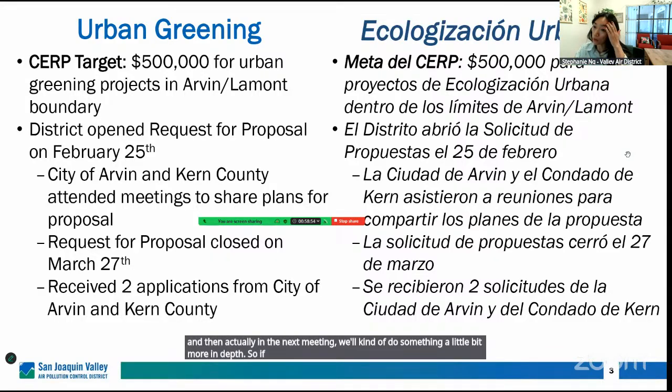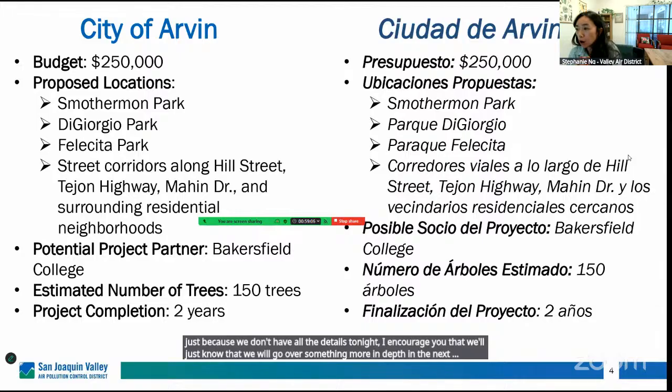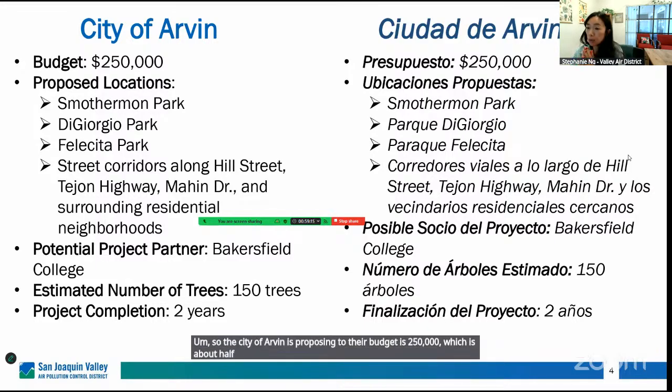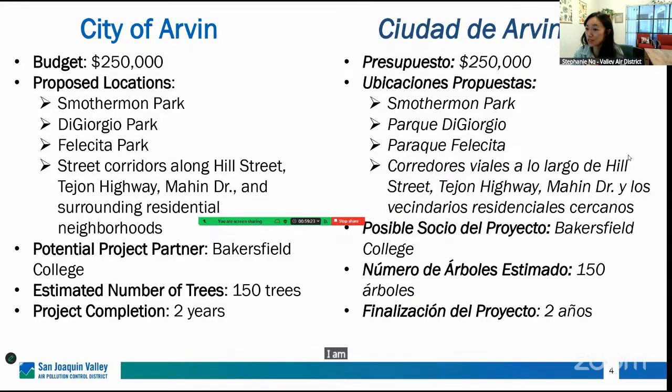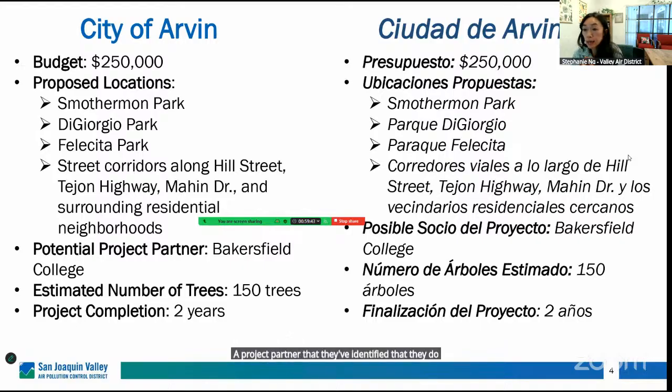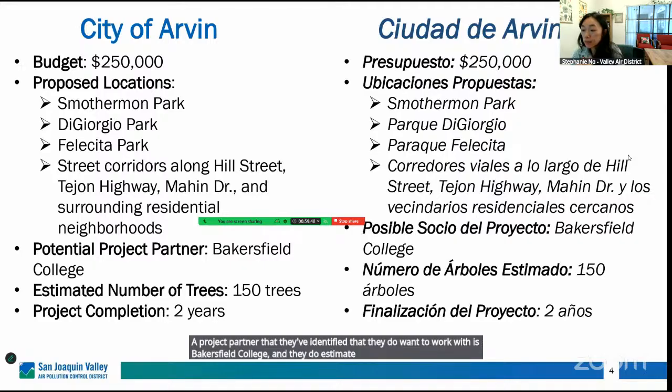If you have questions, which I do think some of you might, just because we don't have all the details tonight, we will go over something more in depth in the next meeting. So the city of Arvin is proposing a budget of $250,000, which is about half of that total funding in the CERP. They have a few locations that they are proposing to plant at, and I apologize if I butcher any of these names: Smotherman Park, DeGiorgio Park, Felicita Park, and then different street corridors along Hill Street, Tejon Highway, Mahin Drive, and also a few surrounding residential neighborhoods. A project partner that they've identified that they want to work with is Bakersfield College, and they estimate that they want to plant around 150 trees and have this project completed in about 2 years.